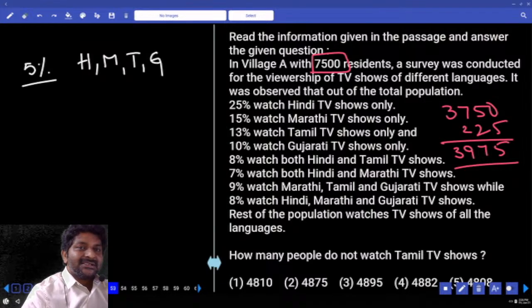It includes people who know only Hindi, and Hindi along with one other language, Hindi along with 2 other languages, Hindi along with 3 other languages. So you should count all.